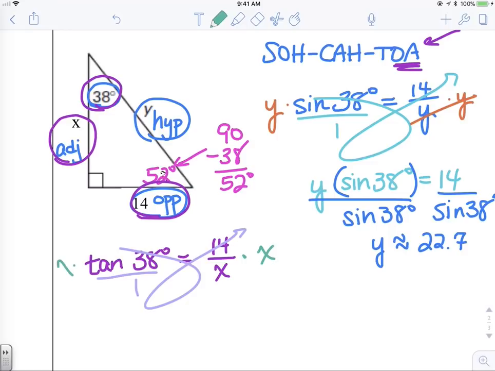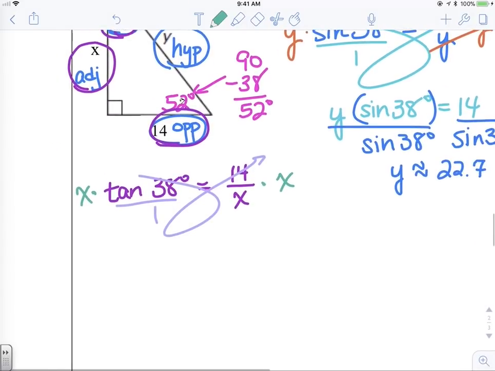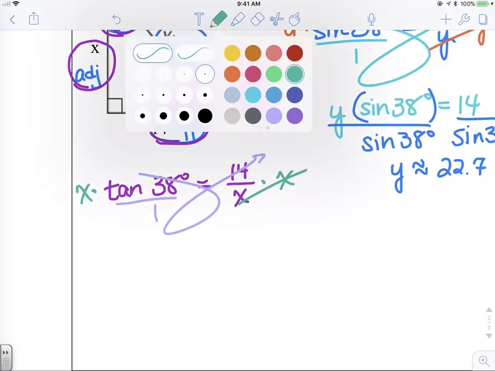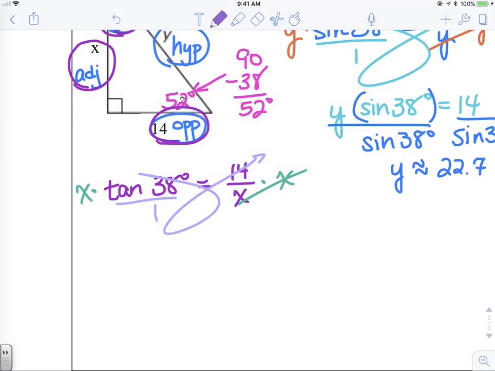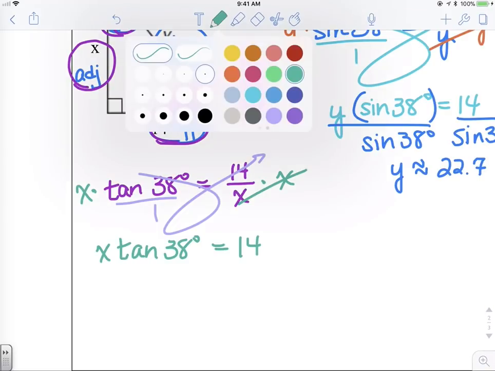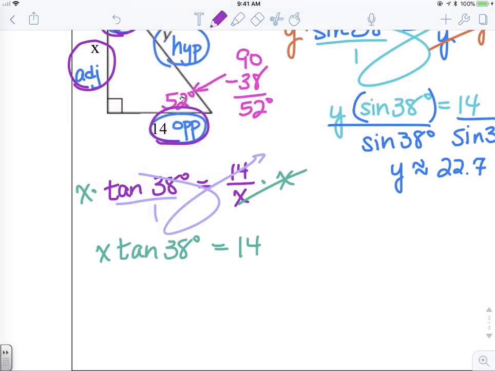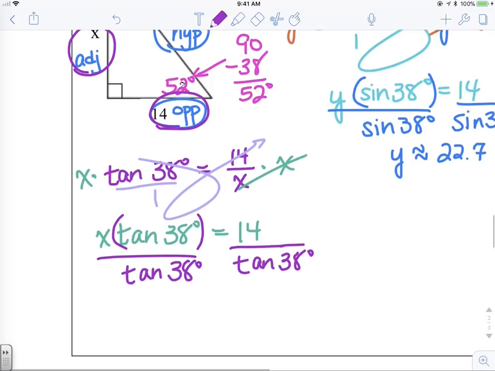Or you can multiply both sides by x, and then it would cancel the x on the right side, and you would divide both sides of the equation by tangent 38. So x would be equal to 14 divided by the tangent of 38. Whichever way you do it, it's going to come out with the same thing. So if x tangent 38 is 14, then that means that x turns into, when you divide both sides by tangent 38, 14 divided by tangent 38, and you type that into the calculator.